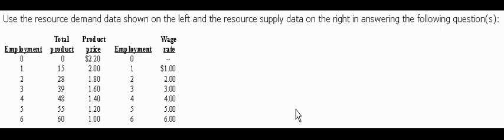Okay, using the resource demand data shown on the left and the resource supply data on the right, let's try to figure out how many workers this firm would employ. Now, in order to do this, we need to set the marginal resource cost for labor equal to the marginal revenue product for labor. Turns out we don't have either piece of information at hand, but we can derive them from the data that we have in the table.